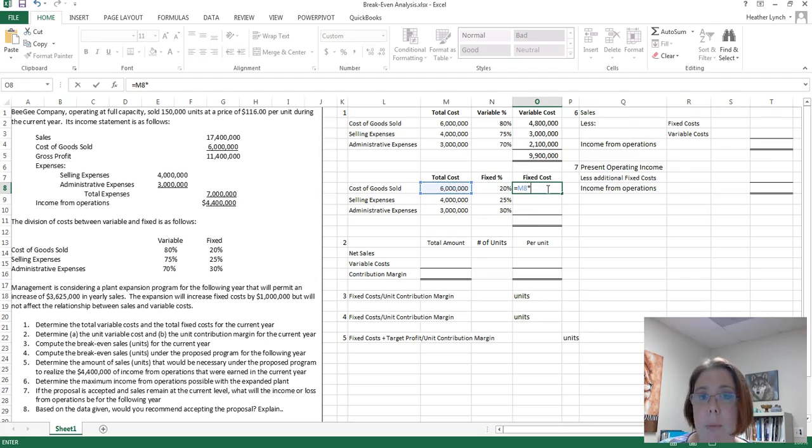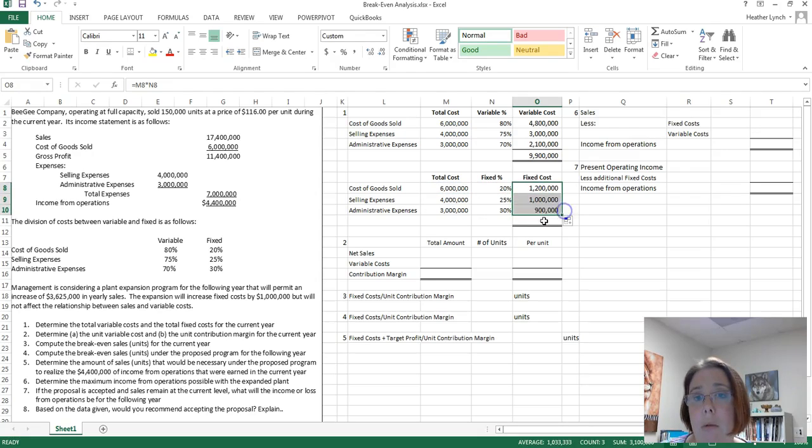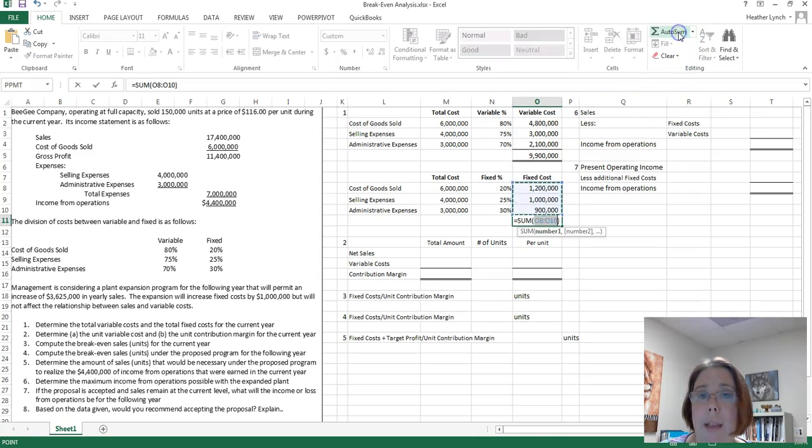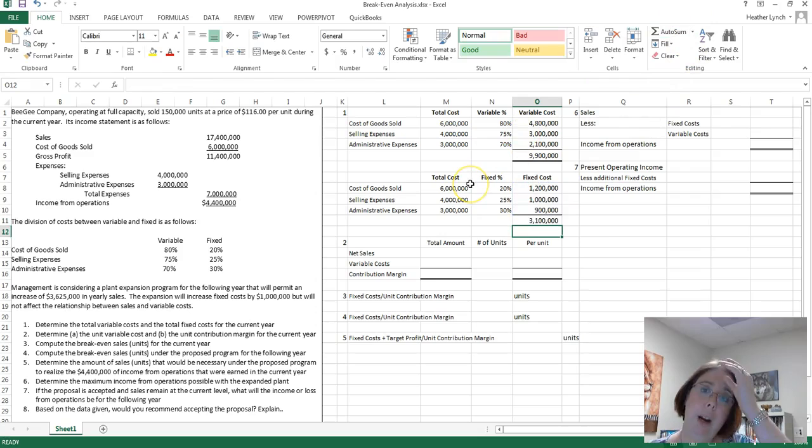So I take the 6 million times the 20%. I'm just going to copy that formula down. Okay, and then we'll add those up. So for variable cost, out of the cost of goods sold, the selling, and the administrative, we have 9,900,000. Fixed costs are 3,100,000. So determine the total variable cost and the total fixed cost for the current year, we got it.